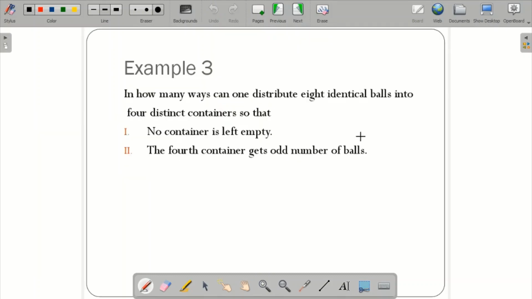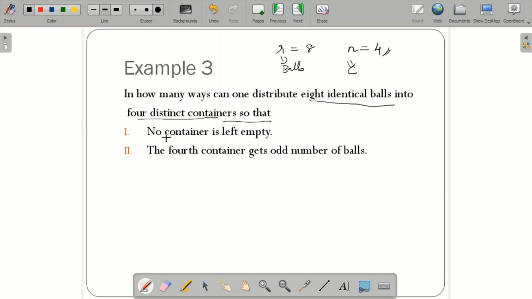Let us go to example 3. In how many ways can one distribute 8 identical balls to 4 distinct containers? So these are the questions. What is identical? r. r is equal to 8. What is distinct? n. How many containers? 4. So whatever the identical balls are, that is r, and whatever the distinct containers are, that is n.